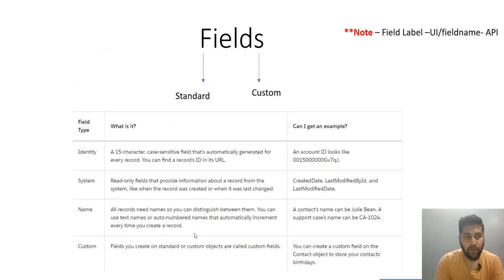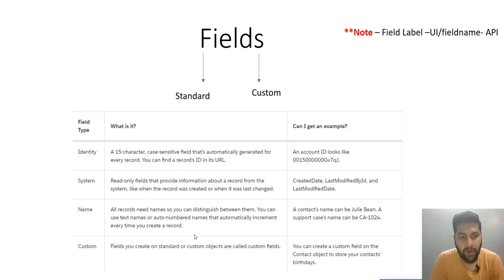Now let's move further ahead to fields, which we will be looking into. As with the object, a field also comes with two things: the field label, which is a user interface name, and the field name, which is an API name. Fields also come in two flavors, standard and custom, which we understood. There is also a field type of ID. It's a 15 character, case sensitive field that is automatically generated for every record.